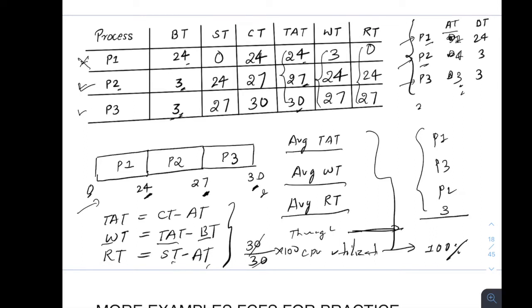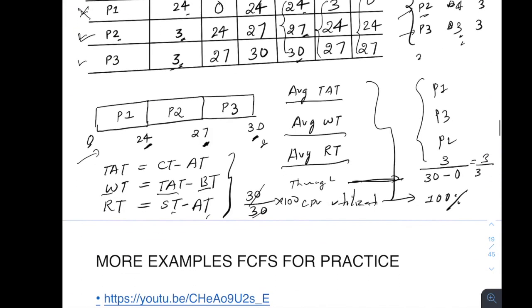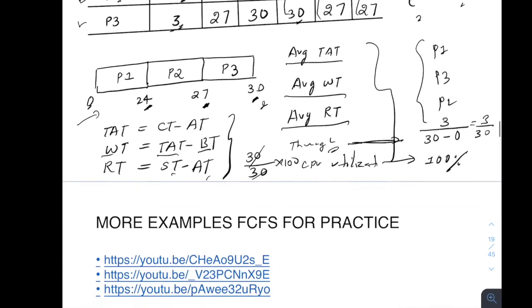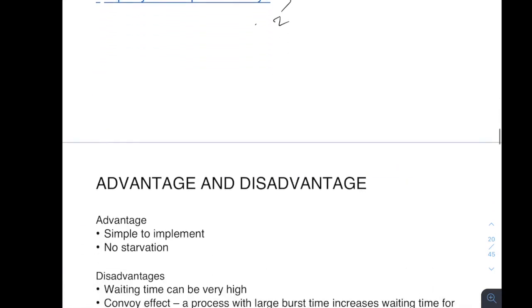Now throughput is the total number of processes, which is 3, divided by the scheduling length. What is the maximum of completion time? It's 30. What is the minimum arrival time? It's 0. So it will be 3 by 30 or 1 by 10. That is your throughput here. Now I will discuss 1-2 more problems, and you will understand better. If you want to practice more problems, these are links here. I have solved 3 problems here. You can practice this if you want.